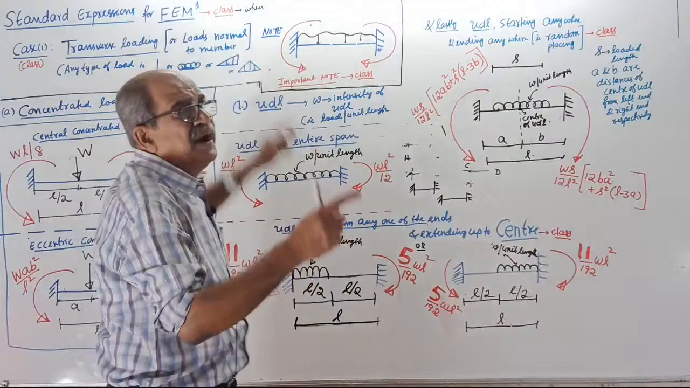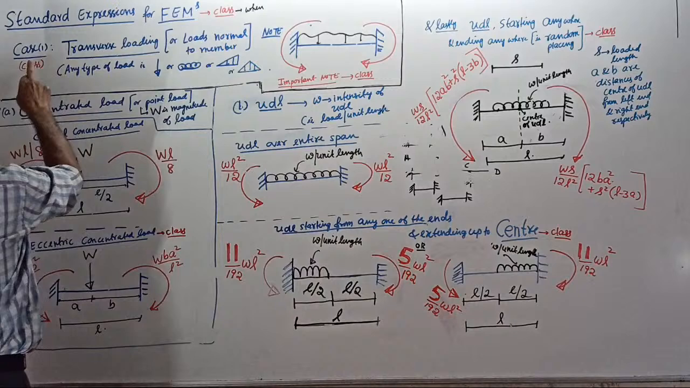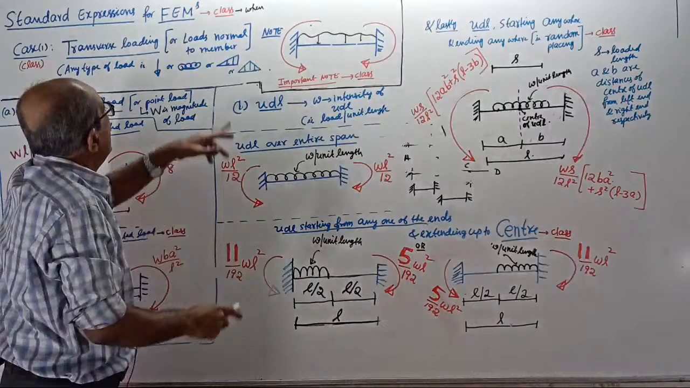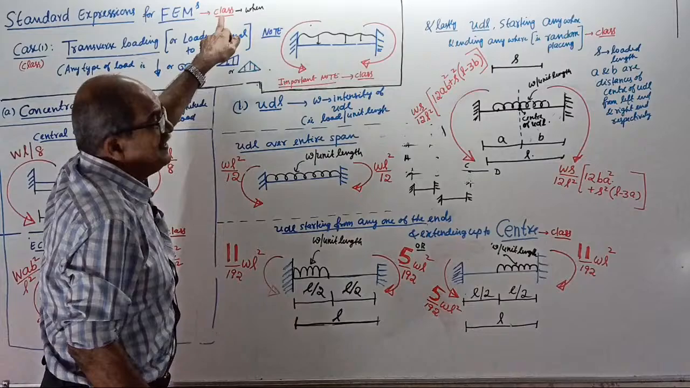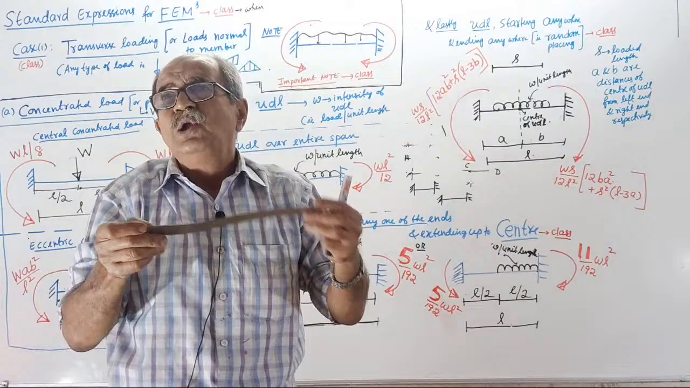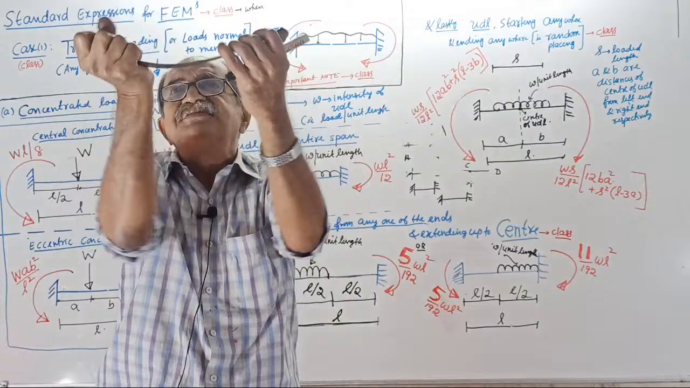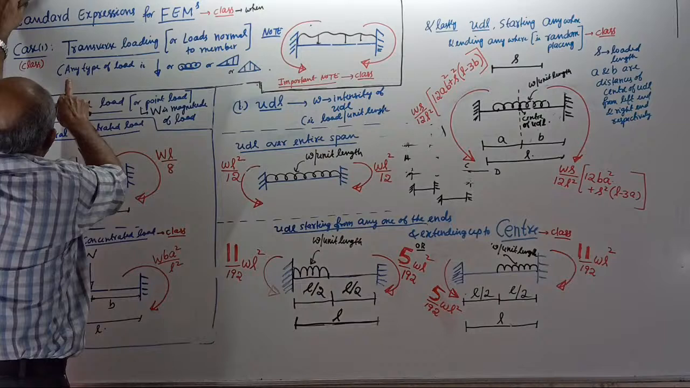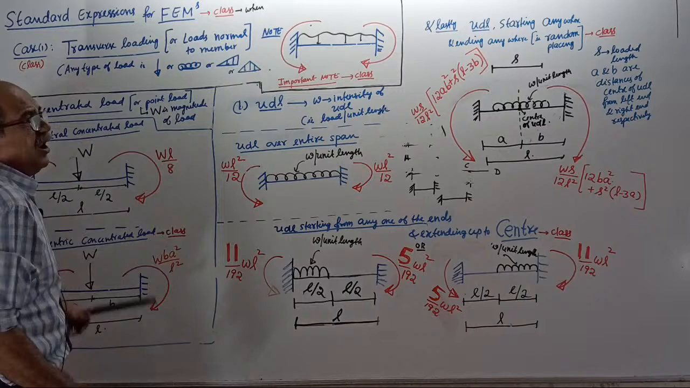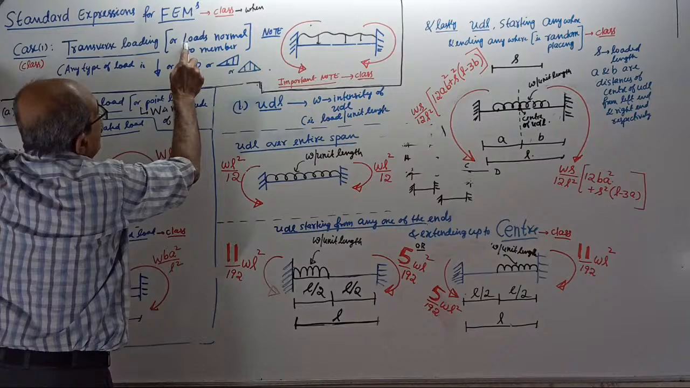Now, first, case one, class, transverse loading. Right here, any type of load, you can call either transverse loading or load normal to member, or if a horizontal member is there, vertical load. If a vertical member is there, horizontal load, or load acting perpendicular to member, which will cause bending. So transverse load, any type, case one I wrote here. It can be point load, it can be UDL, or it can be UVL. I am telling any type of load, but important, load normal to member.